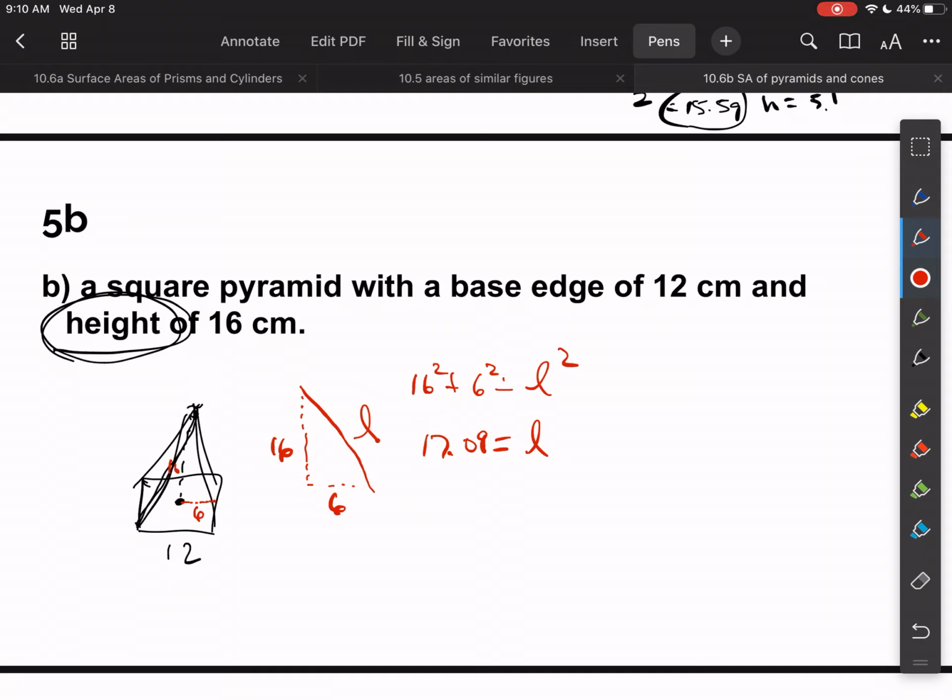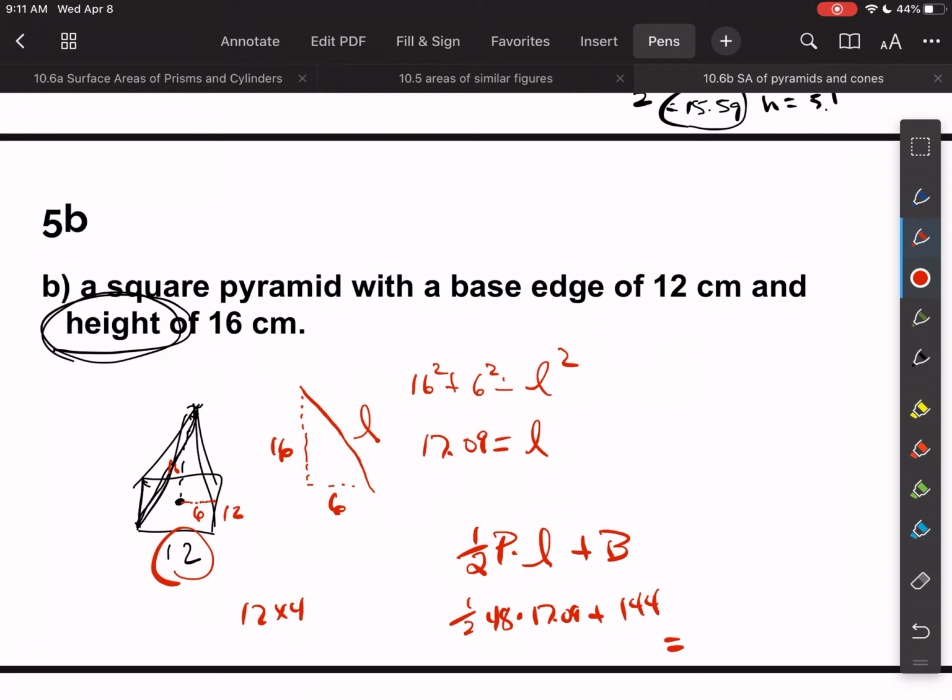Okay, so now I can just plug that into my formula. So the surface area formula is 1/2 P times L plus B. Okay, so I know the perimeter of this thing, it would be 12 times 4, since this is a square. So that becomes 48. So I have 1/2 48, the slant height, which is 17.09, plus the area of the base. Well, this is 12, so the area of this thing would be 12 times 12, which is 144.